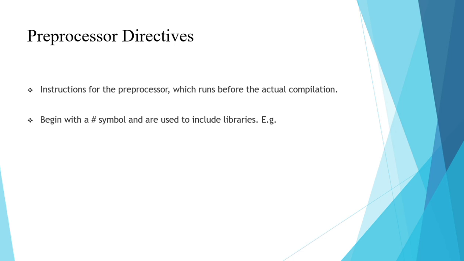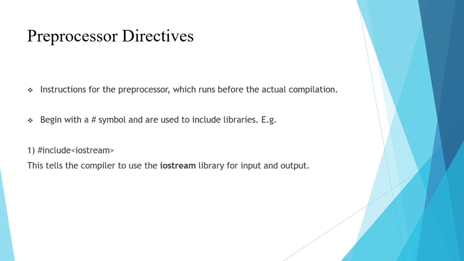Let's look at two commonly used preprocessor directives. #include <iostream>. This directive tells the compiler to include the iostream library, which is essential for input and output operations. With this library, you can use features like cout for output and cin for input.